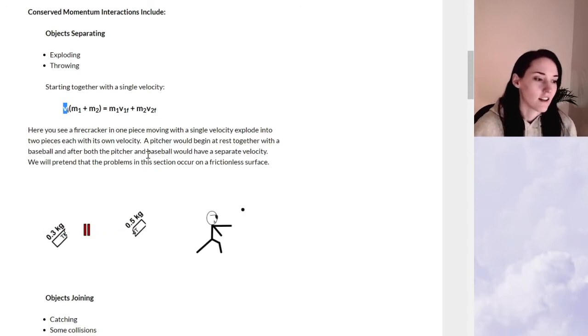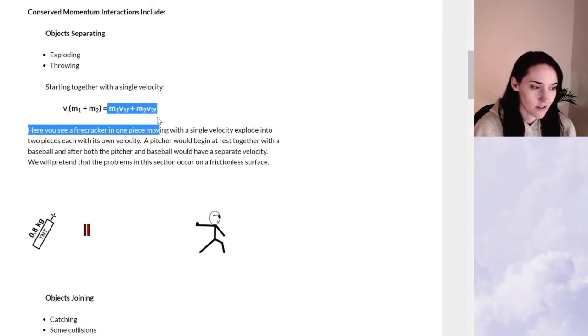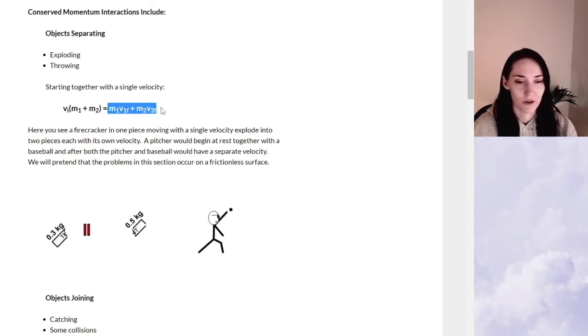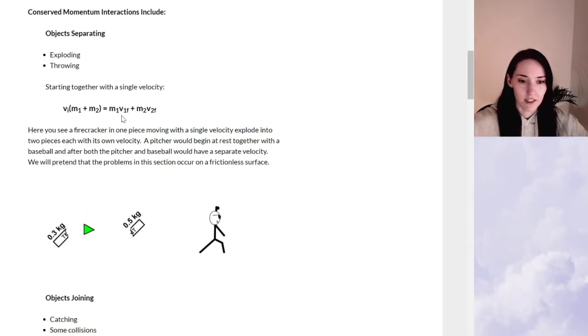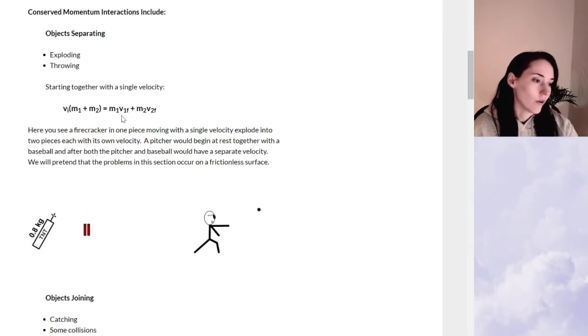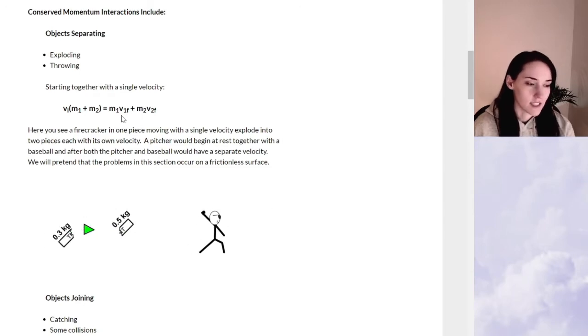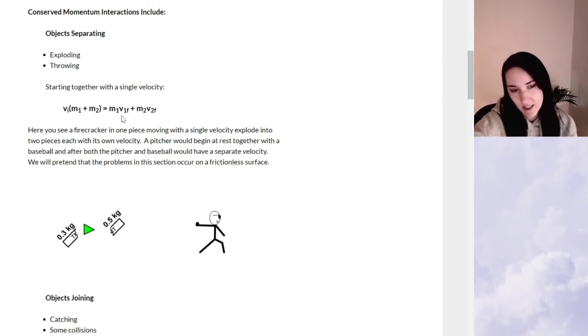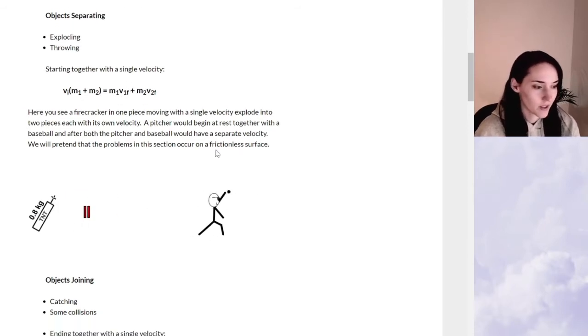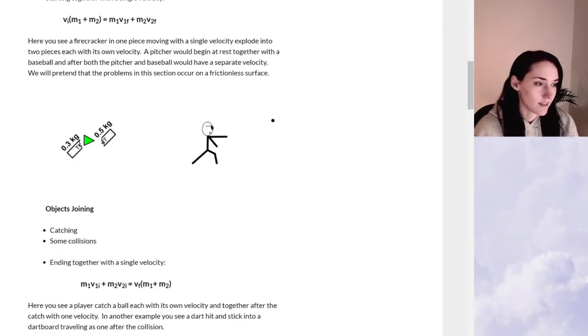And then after the explosion or throwing, the two masses are going to split. So we want to know the velocity of your own mass and then the velocity of the thing that you threw or the object that got exploded from. So here are two visuals for that.